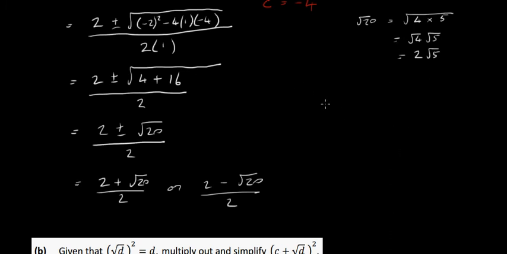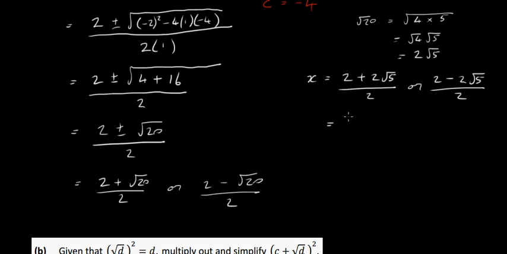So what we end up with here is x is equal to 2 plus 2 root 5 over 2, or 2 minus 2 root 5 over 2. So here you divide the 2 into the 2 and the 2 into this. You must divide it into both here because you've got a plus in the middle. If it was multiplied for some reason, then you would just divide the 2 into one of them. But because it's added or subtracted, you must divide this 2 into both.